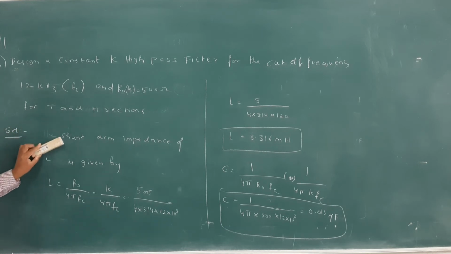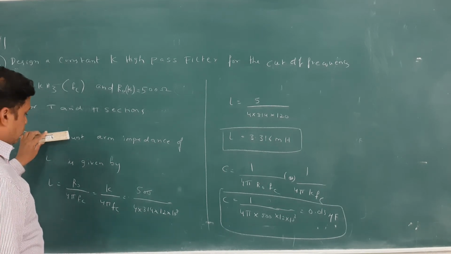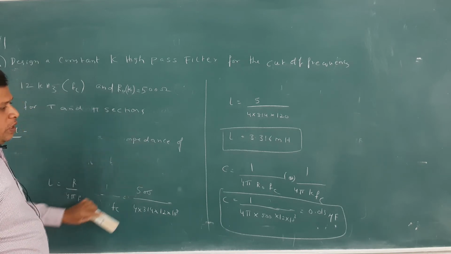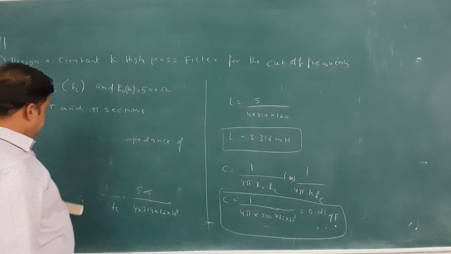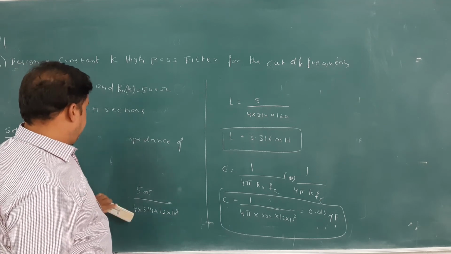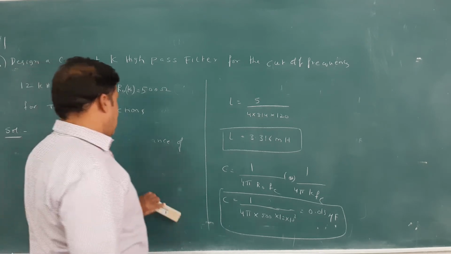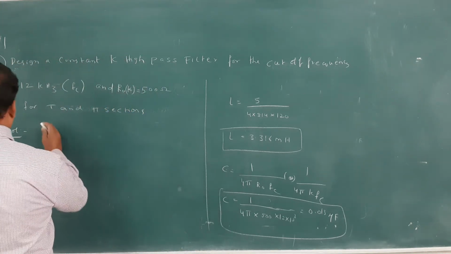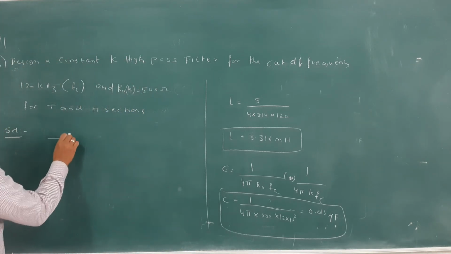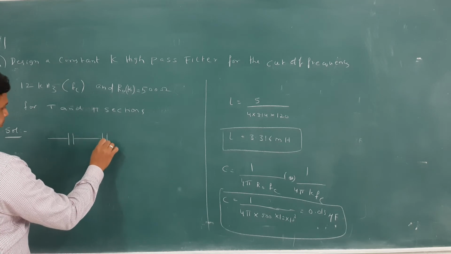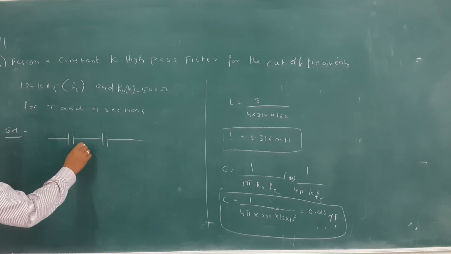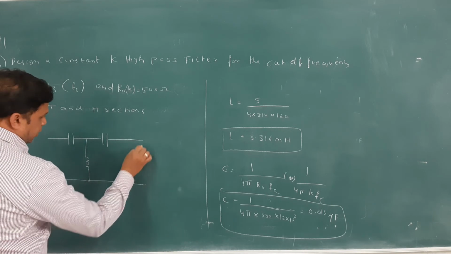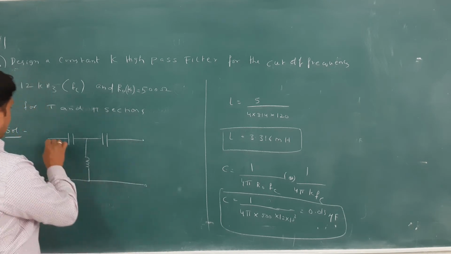Okay, we remember these values. L is equals to 3.316 millihenry and the capacitor is equal to 0.013 microfarad. Okay, now, how to design this constant K high pass filter? First T section we will write. It is having two capacitors and here we are having inductor. So we can see how the low pass filter and how the high pass filters are designed.